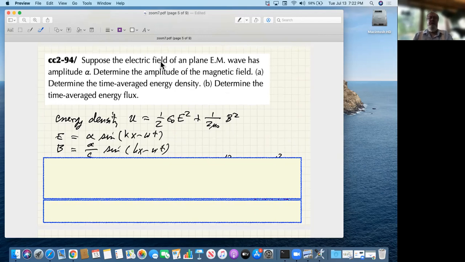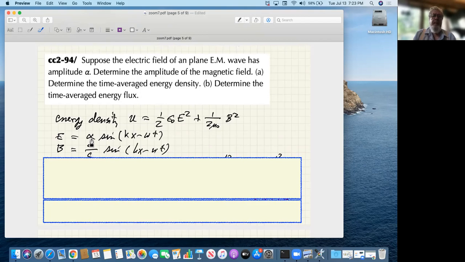This one has to do with energies and the energy flux, or the power flux. You have an electromagnetic wave with an amplitude alpha. What's the amplitude of the magnetic field? Well, that's like a problem we just did a minute ago.